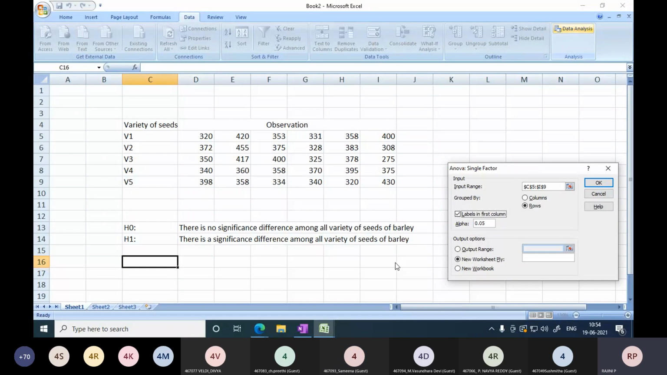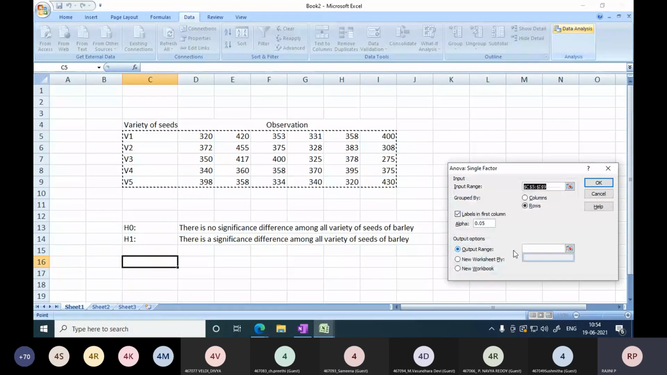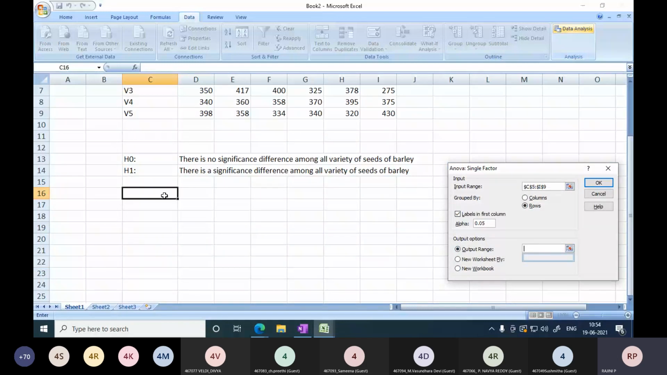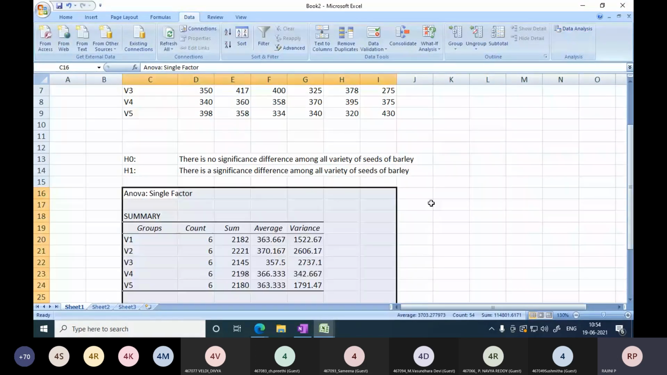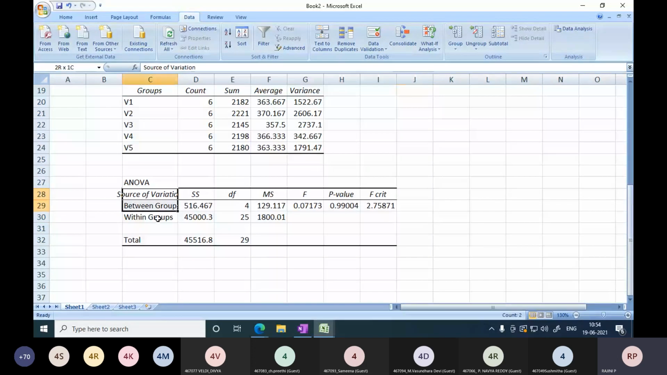Then select the output range: put the cursor in this blank area and select any area, wherever you want the output. Then, okay. Yes, you got the complete analysis. This is the ANOVA table. Everybody is writing the ANOVA table, right? Did you remember?